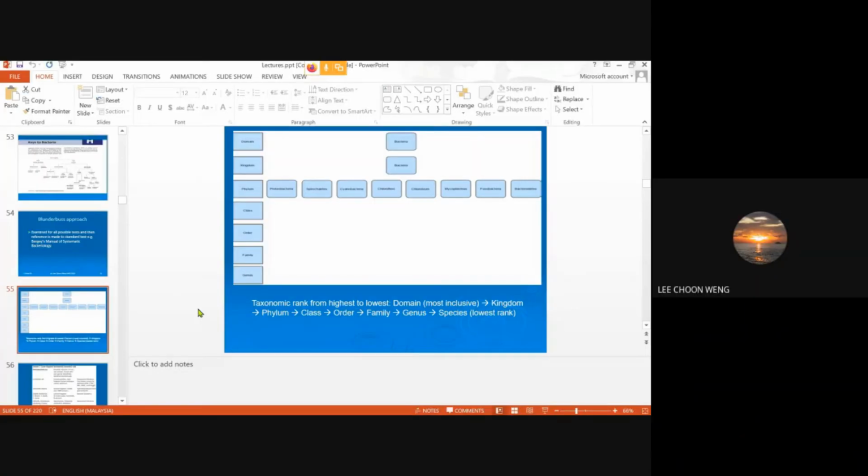Taxonomy of bacteria is very, very challenging because there are so many types of bacteria in this world. So in the beginning, it was messy. It's messy because there was no system.